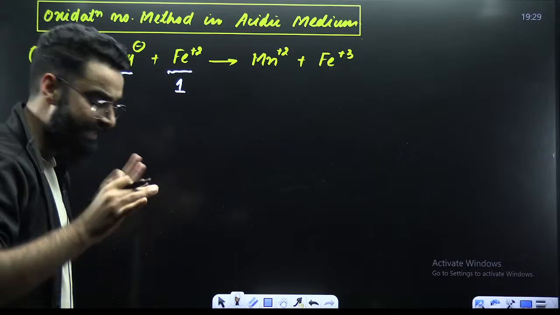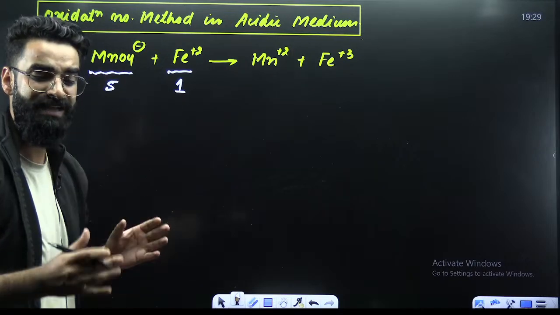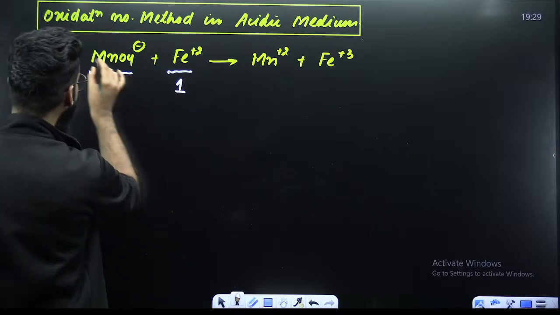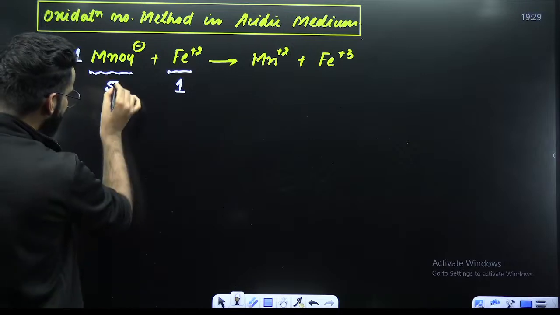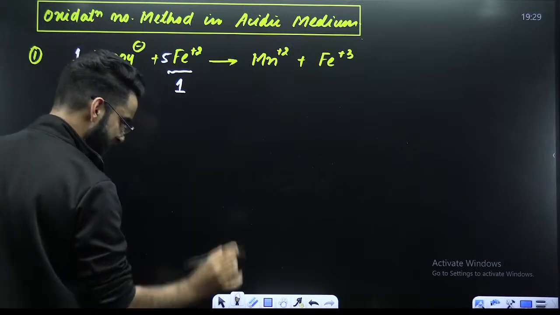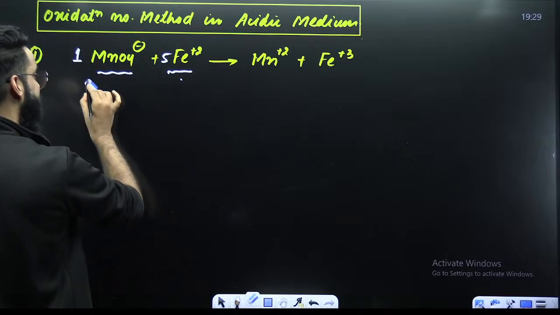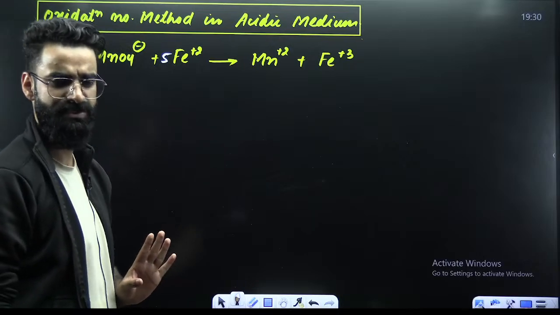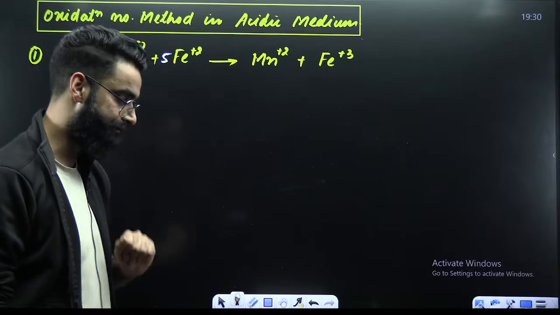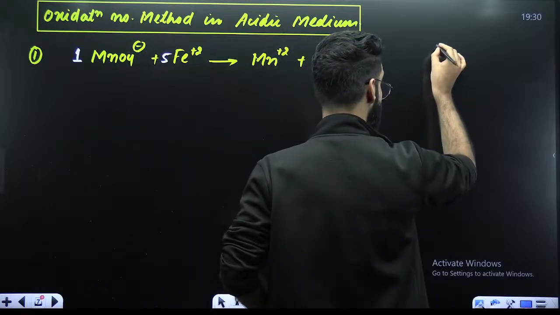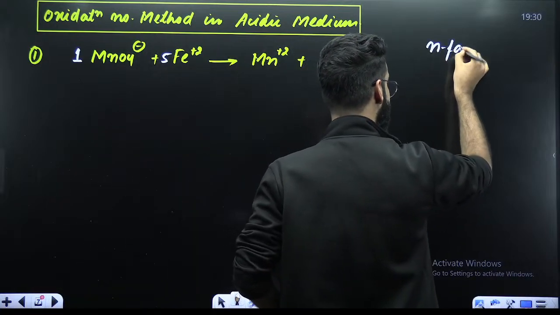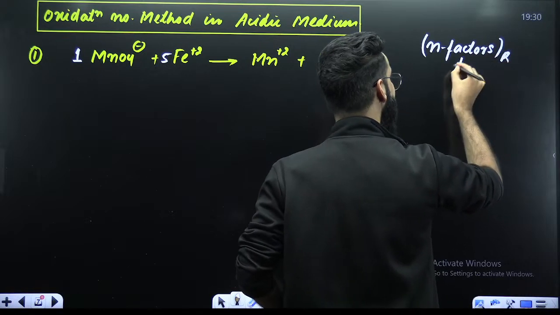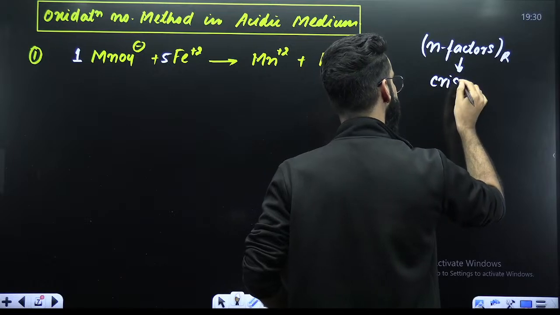My dear students, once you get the n factors of reactants, you just have to crisscross these n factors. What does that mean? Take this 1, make it the stoichiometric coefficient here. Take this 5, make it the stoichiometric coefficient here. So my first step was to calculate the n factors. After calculating, just crisscross the n factors. Let me write it step by step over here. First of all, I calculated the n factors of reactants. My second step was to crisscross the n factors.